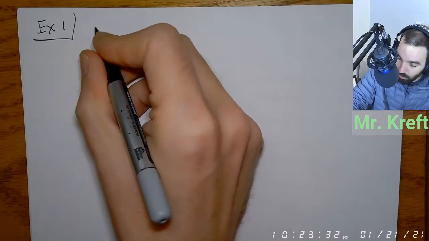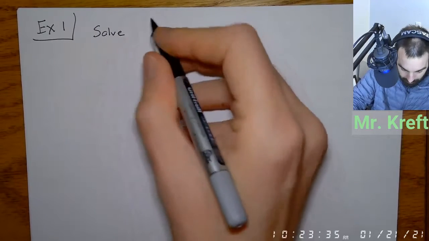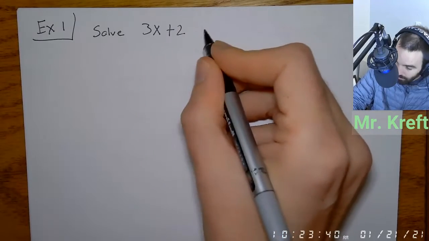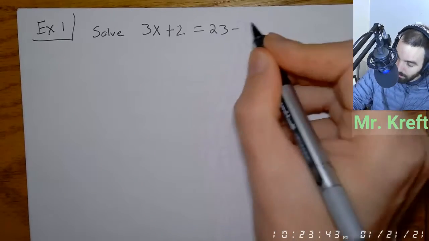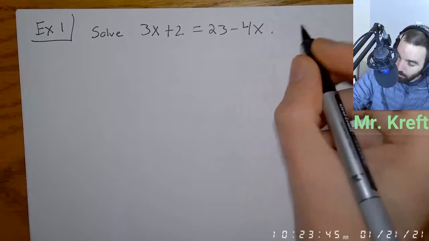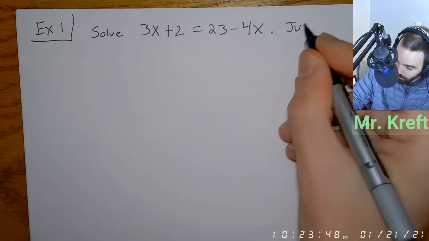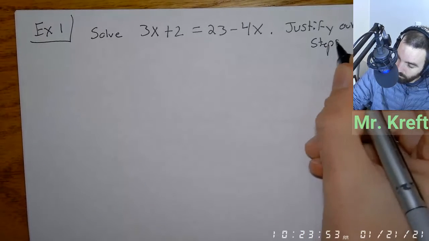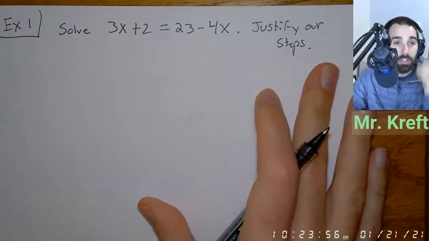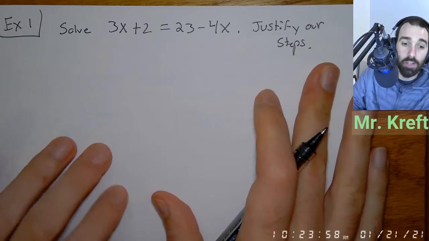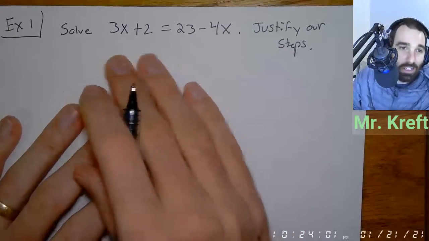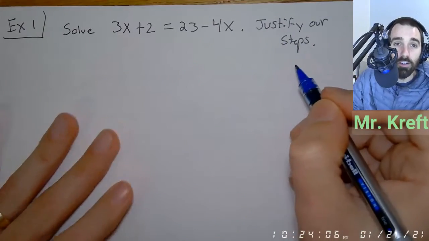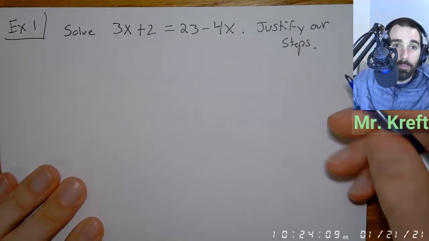We're going to solve 3x plus 2 equals 23 minus 4x, and we're going to justify all of our steps. A lot of you are going to be like, I got this, I can solve this, hopefully. But what's new is this justify our steps piece, and this is what proofs are all about.